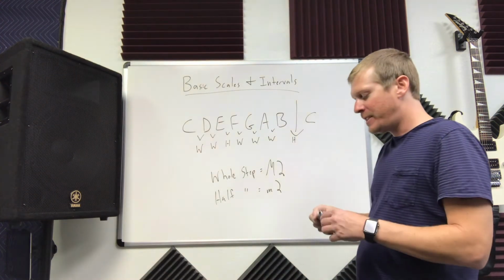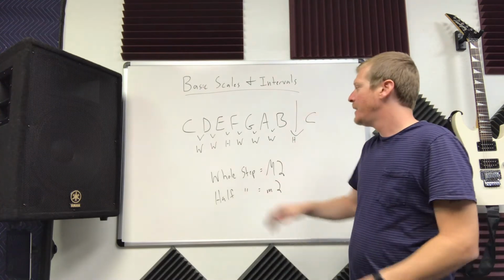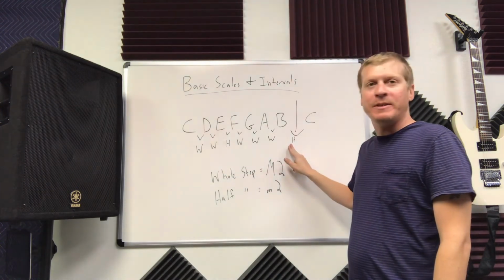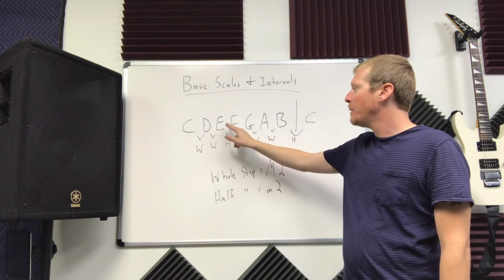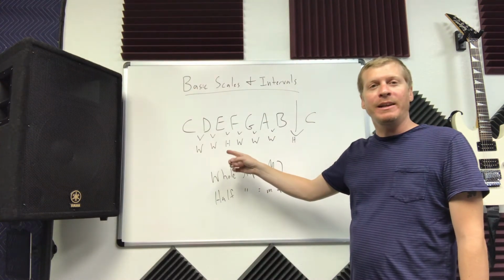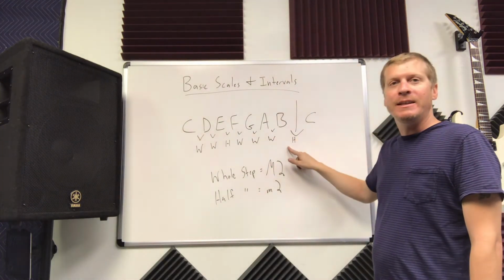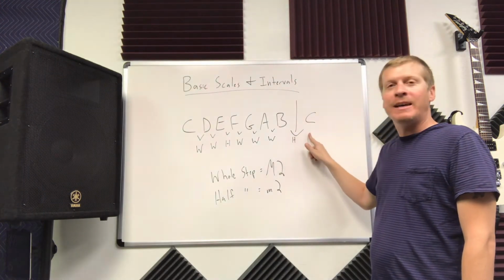Every scale that falls into a major or minor key has two half steps in it. Now, it always falls between E and F. So you're always going to have a half step between E and F. Same thing goes for B and C. No matter what key you're in, what instrument you're playing, B to C is a half step.